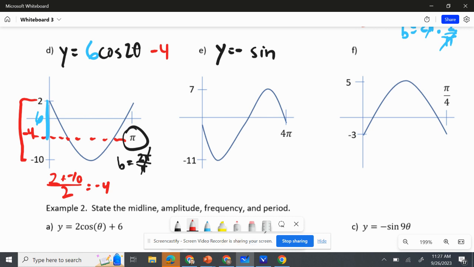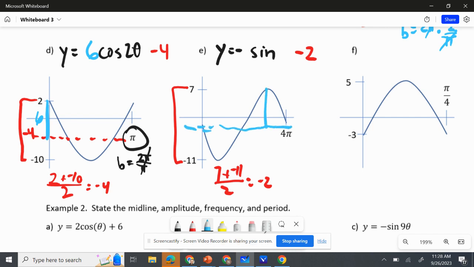I'm going to find my midline. I have 7 and negative 11. So if I take the 7 plus negative 11 and divide it by 2, that's negative 4 divided by 2, which is negative 2. So I'm going to subtract the 2. Then from negative 2 to the peak, from negative 2 to 7, of course, would be 9. So that means it's negative 9 sine.